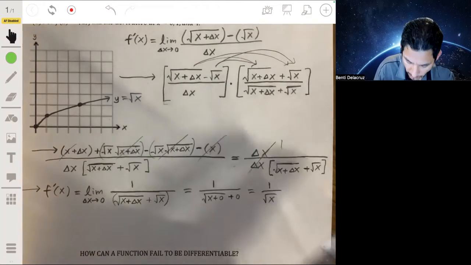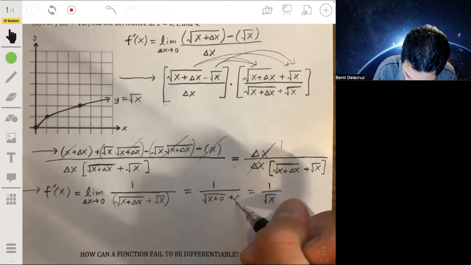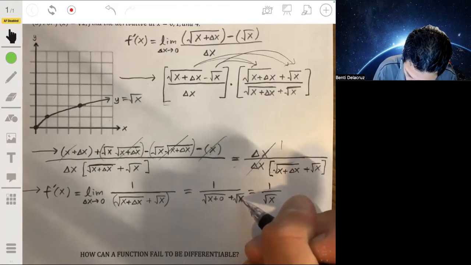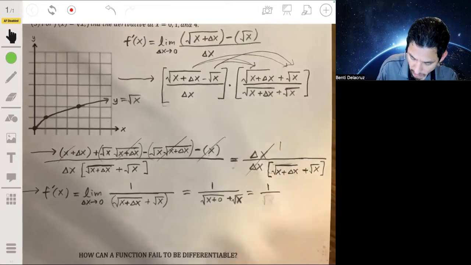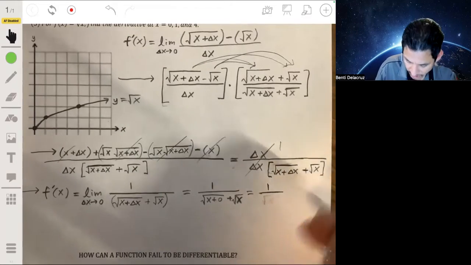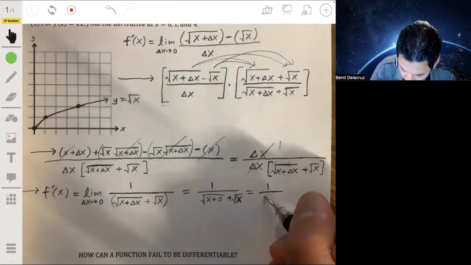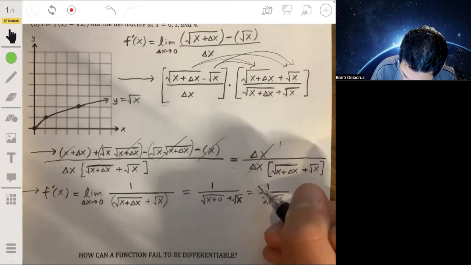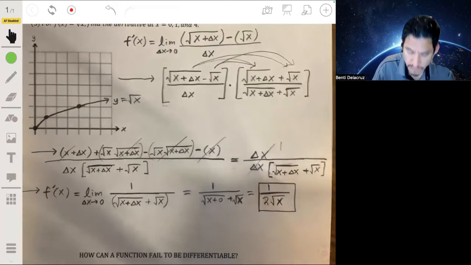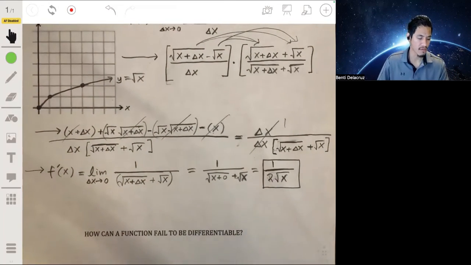Oh, whoops, sorry. This one is actually not 0, that's just plus the delta x. My bad. So what you actually have is, sorry, you have the square root of x here. So what you have is 1 over 2 times the square root of x. So 1 over 2 root x will be your final equation for the derivative of f of x.